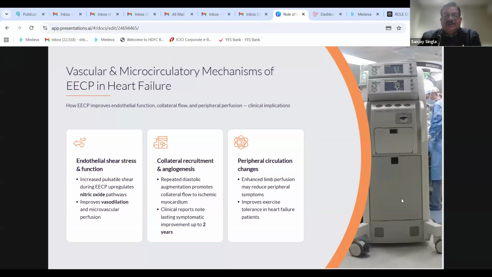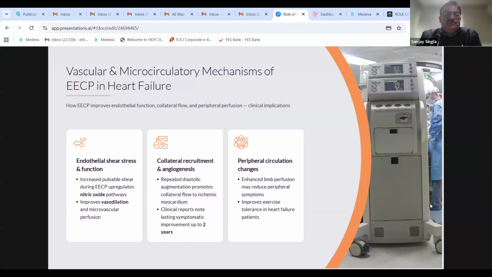Peripheral circulation changes are there. Enhanced lymph perfusion may reduce peripheral symptoms and it improves exercise tolerance in heart failure patients. Whenever we are giving ECP or any type of treatment to the patient, we should note that the patient's symptoms are reduced. We should ask the patient to undergo simple tests, such as a 6-minute walk distance. This will give us a fair idea whether the treatment we are giving is improving the patient or not.